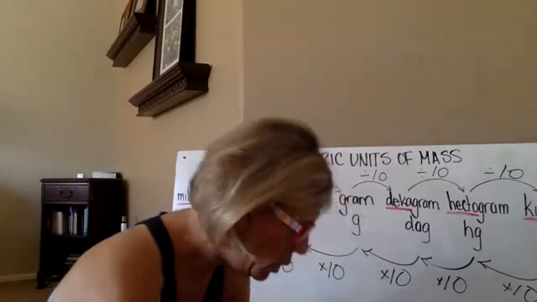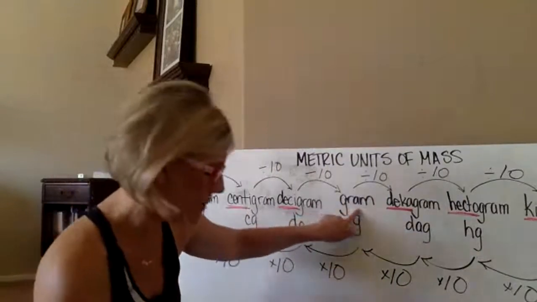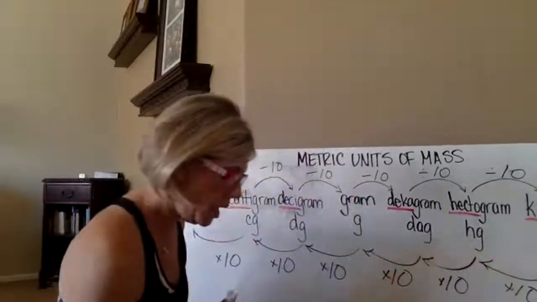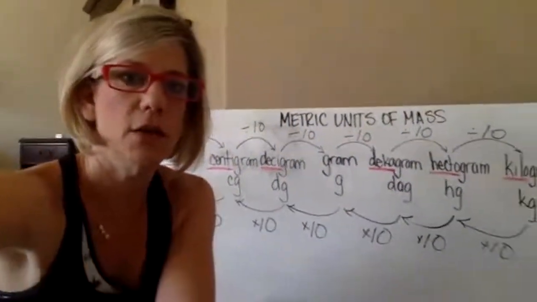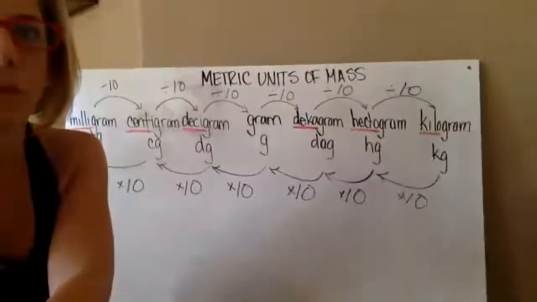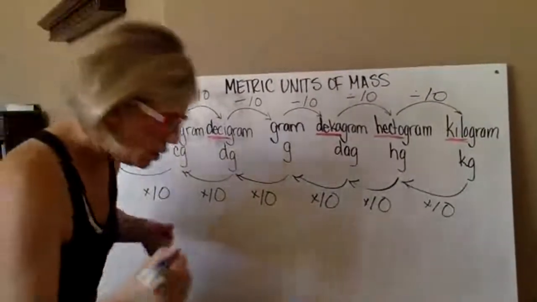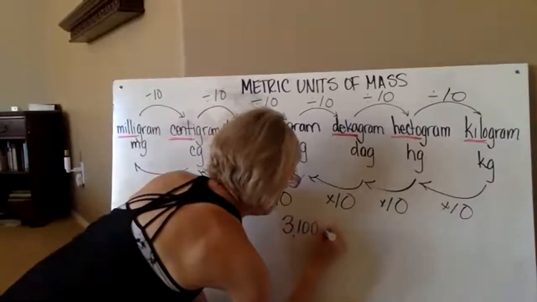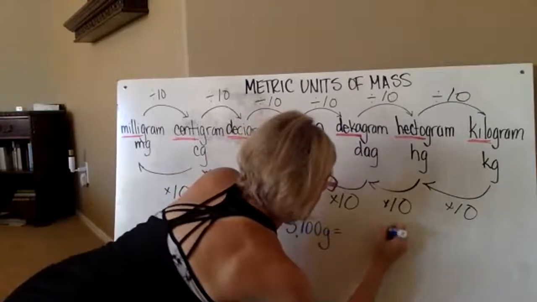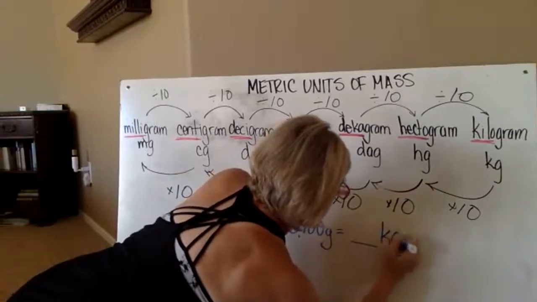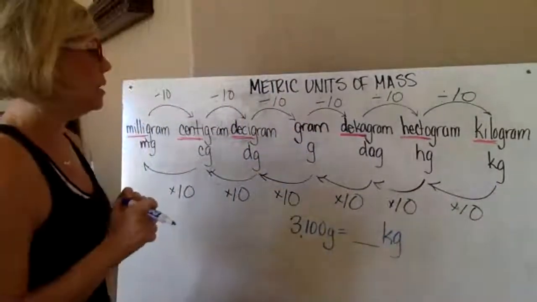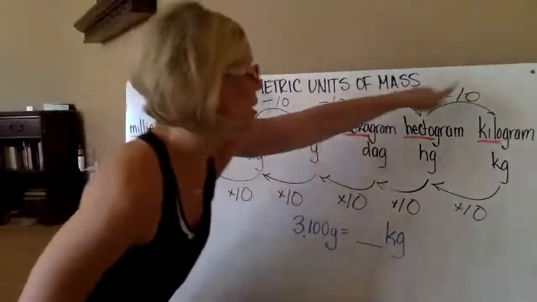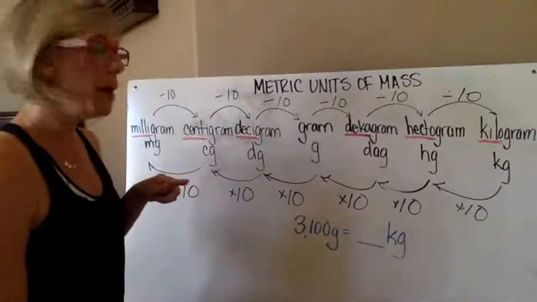Number 9 is taking you from a smaller unit, your grams, to a bigger unit, kilograms. Number 9 shows 3,100 grams, and we want to know how many kilograms that converts to. Okay, so we are going from grams to kilograms. So we're going to follow the arrows on the top, not the arrows on the bottom.